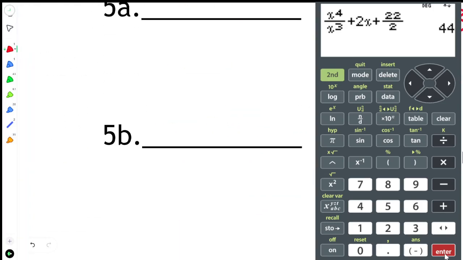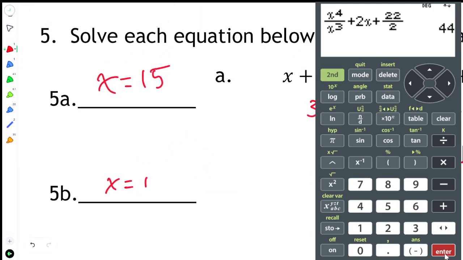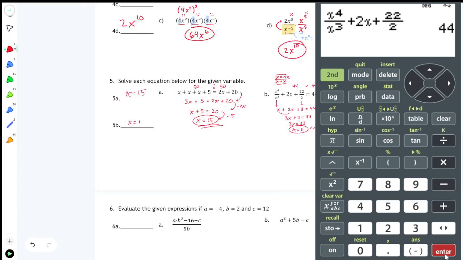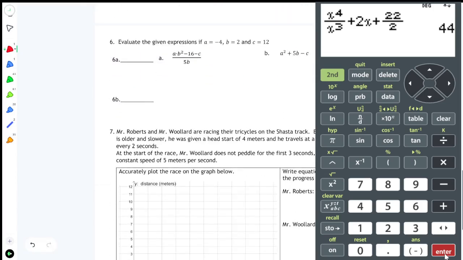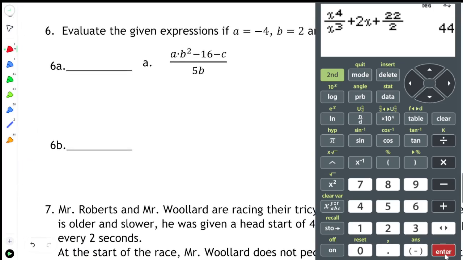Oops. And I think we're on to our final page. Let's go to page 3. All right, page 3. On page 3, we have two expressions, and we're given values for our variables. We're given values for the variables a, b, and c.